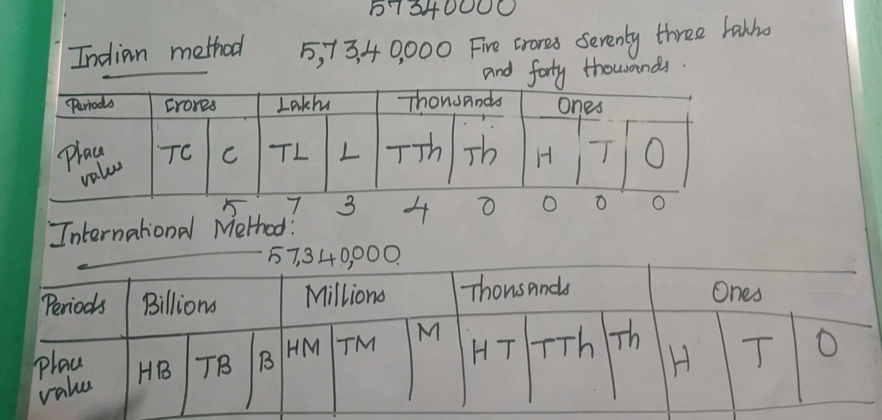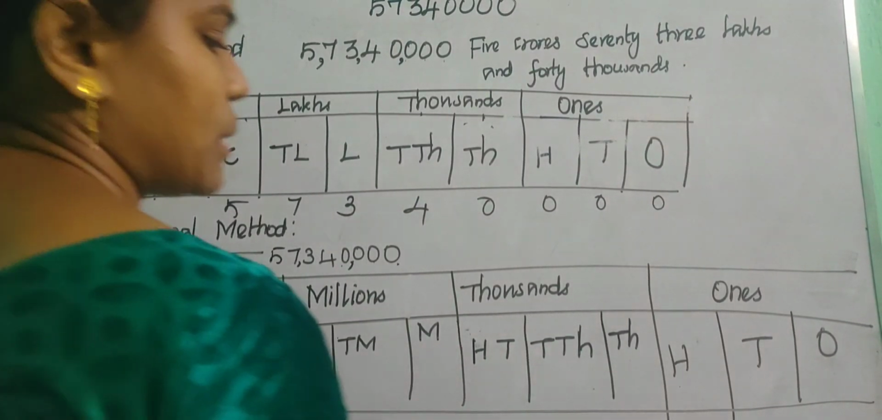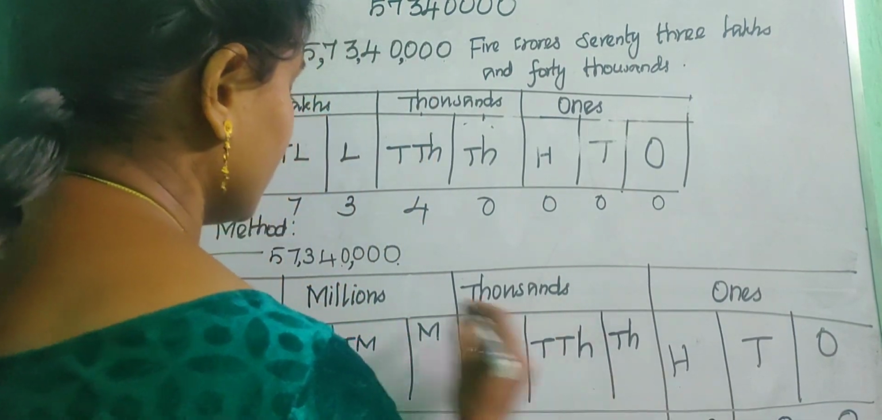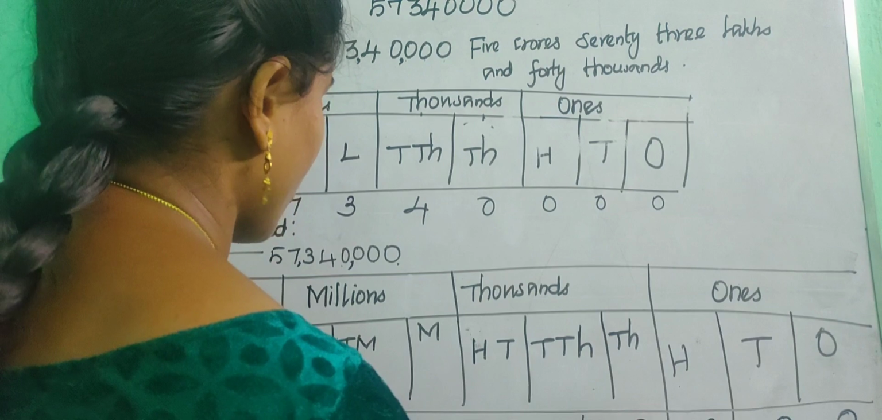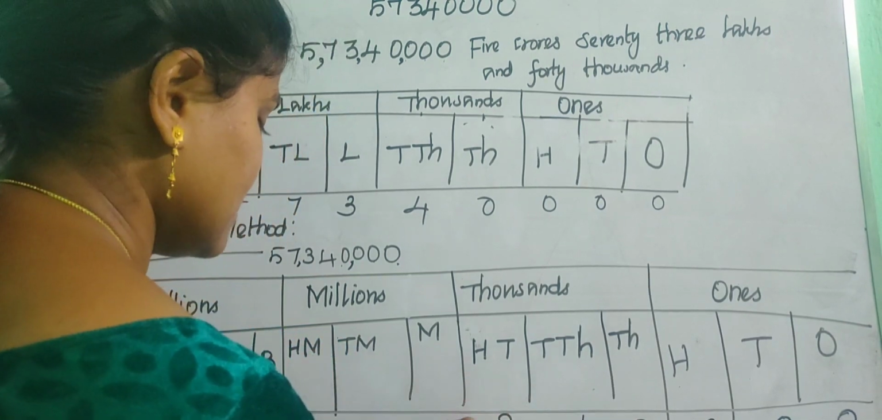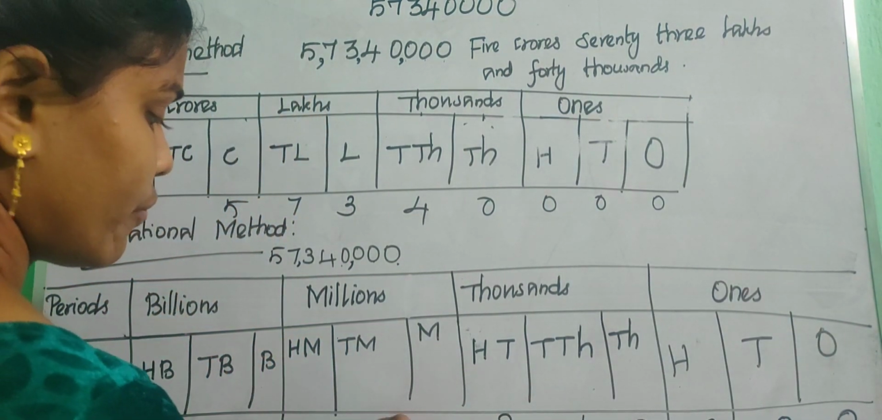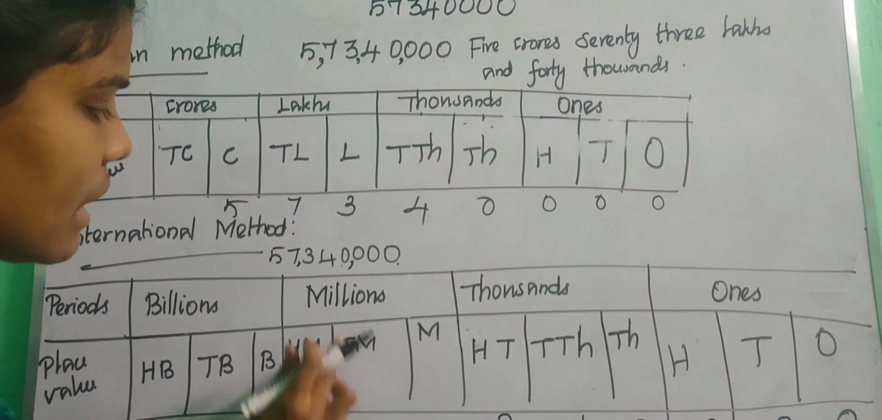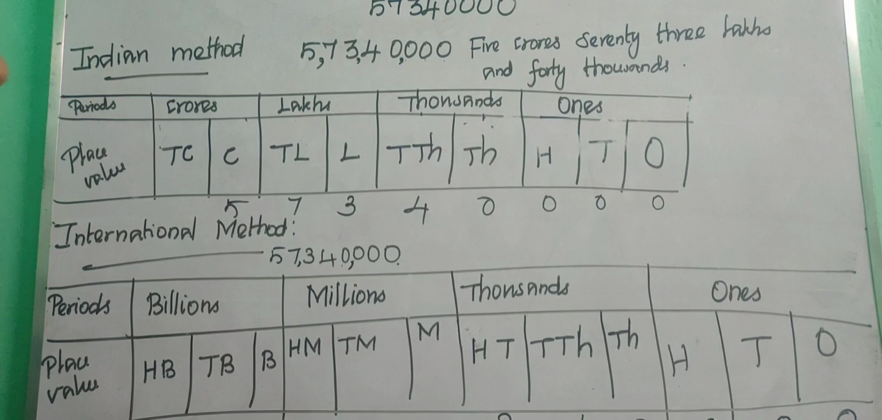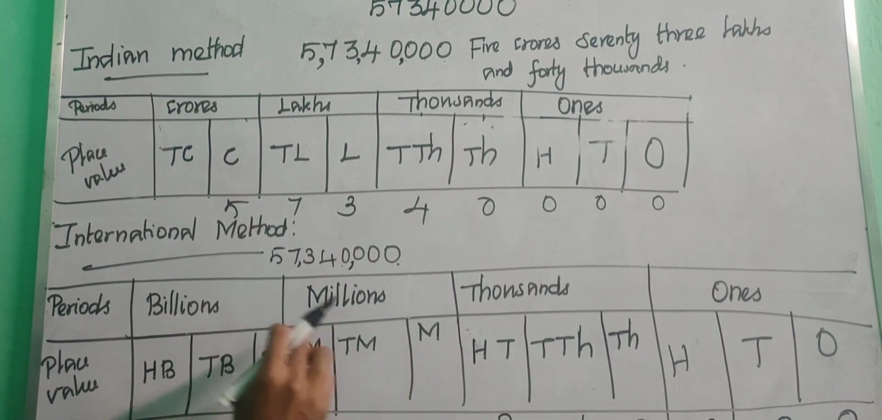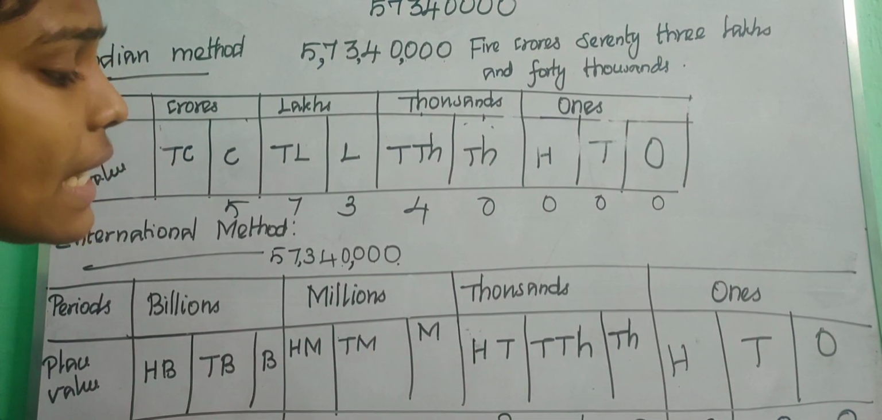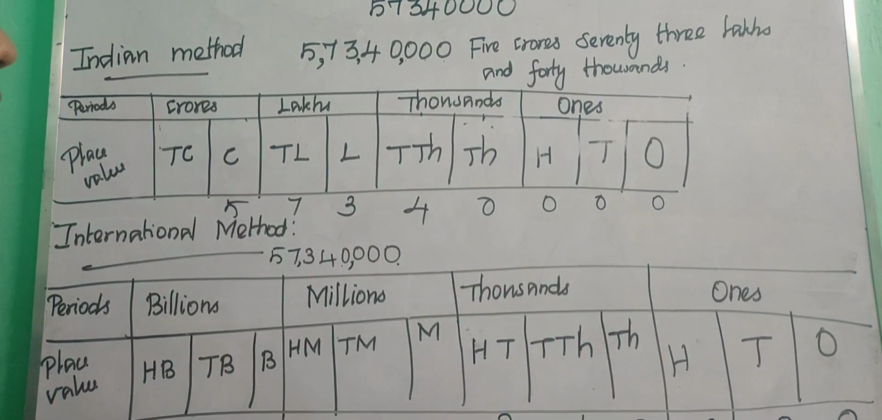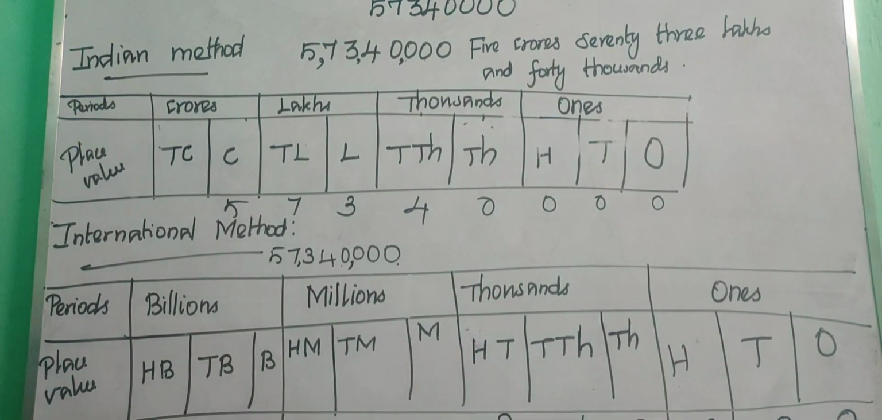So let us arrange these numbers under this place value chart. 0, 0, 0, and then 0, 4, 3, and then 7, 5. So how do we write it? Under millions, we have 57, so 57 million, 340,000, okay, that's it. 57 million, 340,000, okay children?